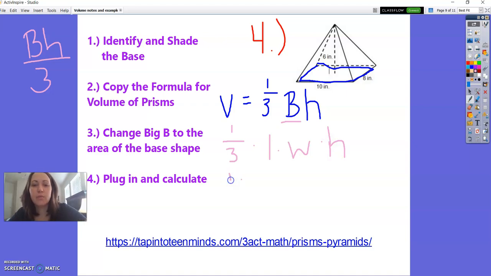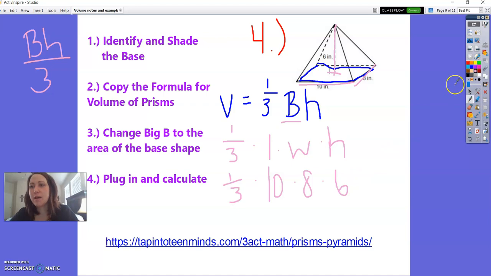So again, 1/3, bringing it down. The length here is 10. The width is 8. And height, in this case, height is from the apex or the point of the pyramid straight down till it's perpendicular with the base shape. And it tells us that's 6.